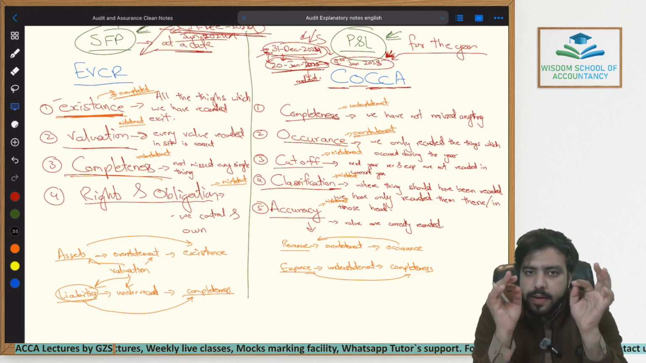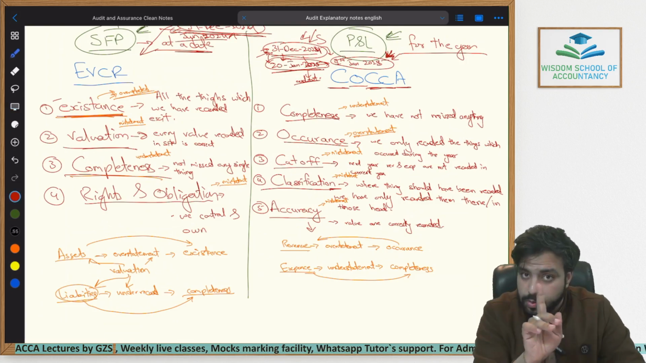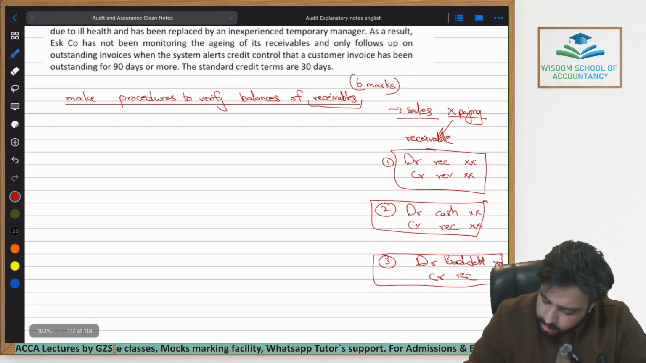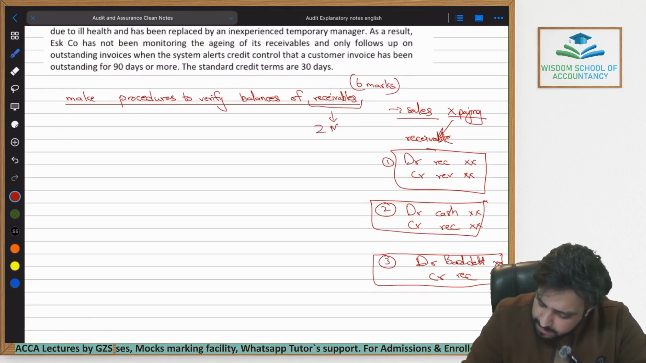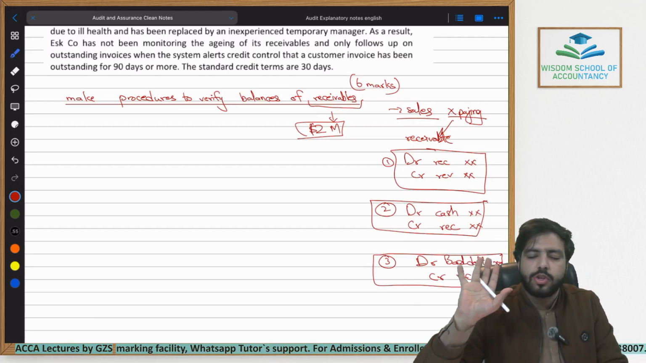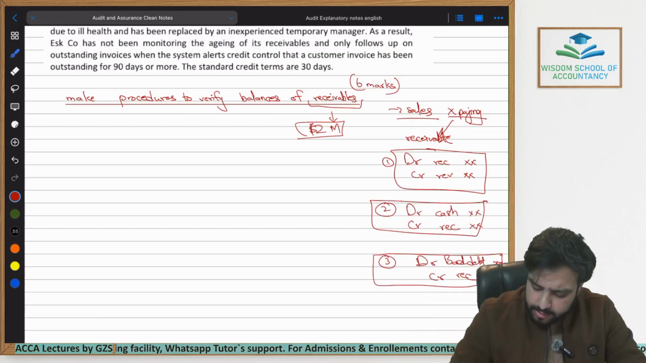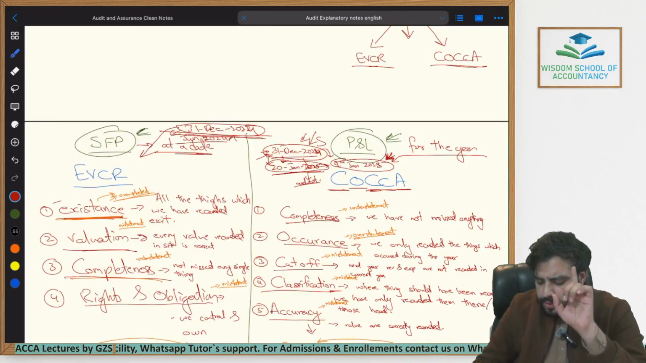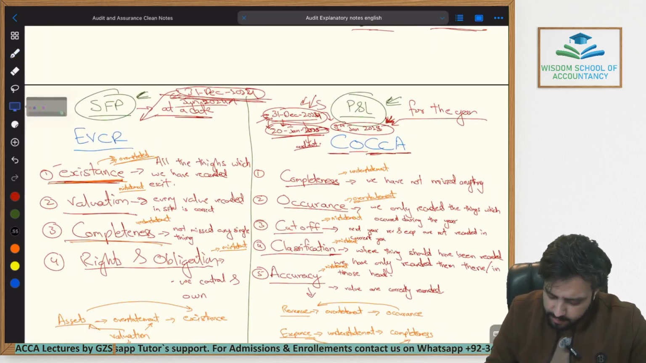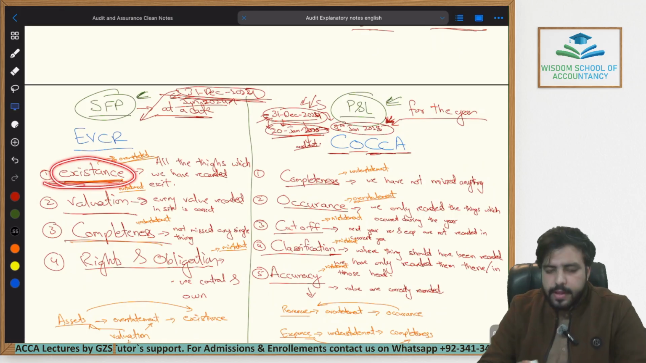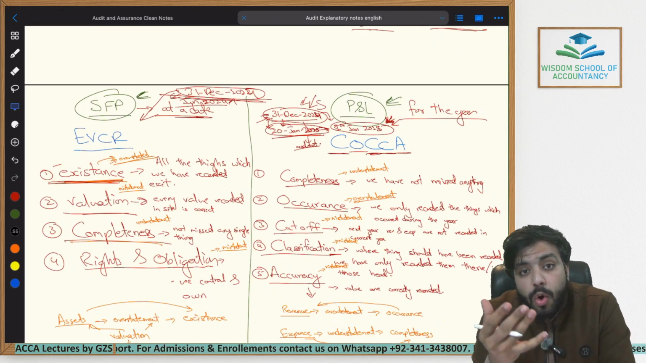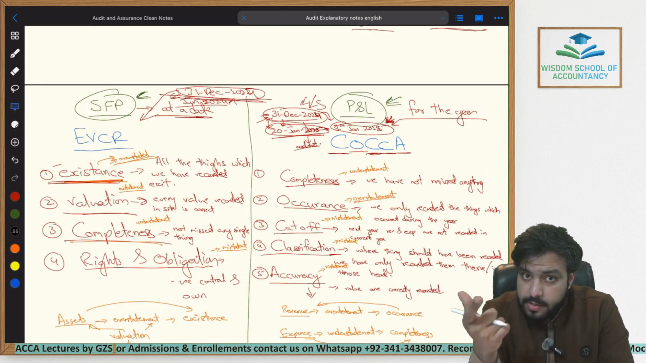And just to have an example, in the exam you won't do this approach, but just for a better understanding, let's assume management has recorded a total receivable of $2 million within their statement of financial position. Just as an example, I'll use this amount to continue so that it is easier for you to understand the procedures we are going to make. So first of all, let's talk about existence. How can we verify whether an amount recorded by the management actually exists or not?